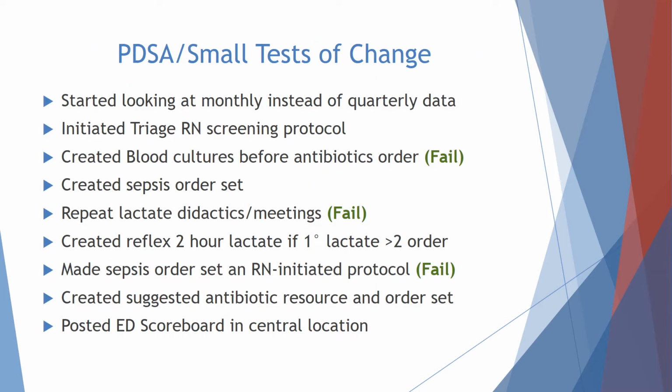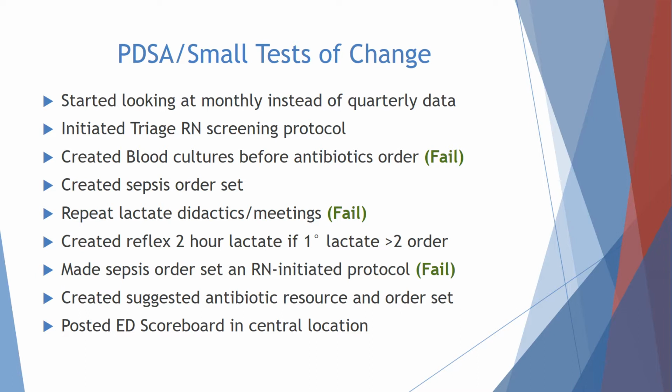Here are some of the small tests of change that hospital went through. First they started looking at monthly data instead of quarterly data. Quarterly data was just too spread out. They then moved on to their RN-initiated screening protocol. Their initial experience with blood cultures before antibiotics did not work out too well. It was an isolated order and people weren't using it. When they bundled that blood culture order into a useful sepsis order set, then the physicians really started using it.